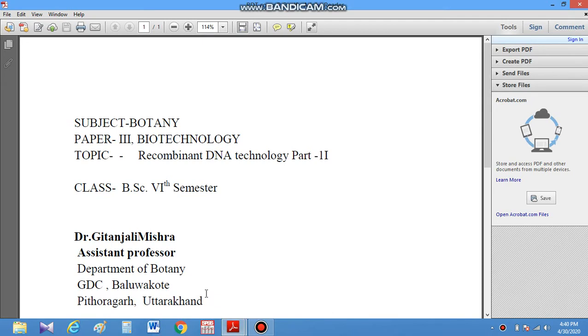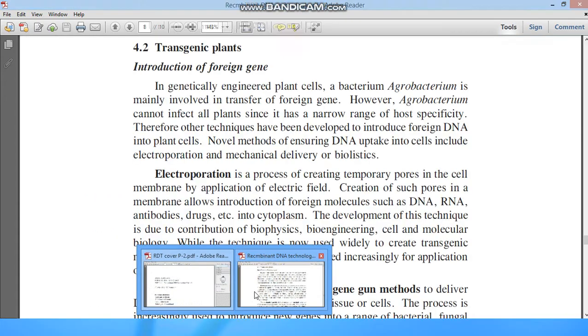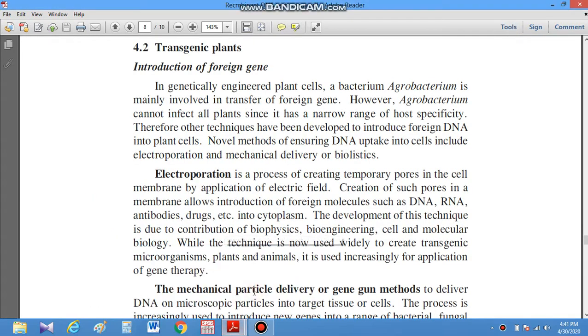Recently we have studied recombinant DNA technology and about restriction enzymes and vectors. Now we are going to study the transgenic plant, how they are produced, which methods can be applied, and what are the applications of it.